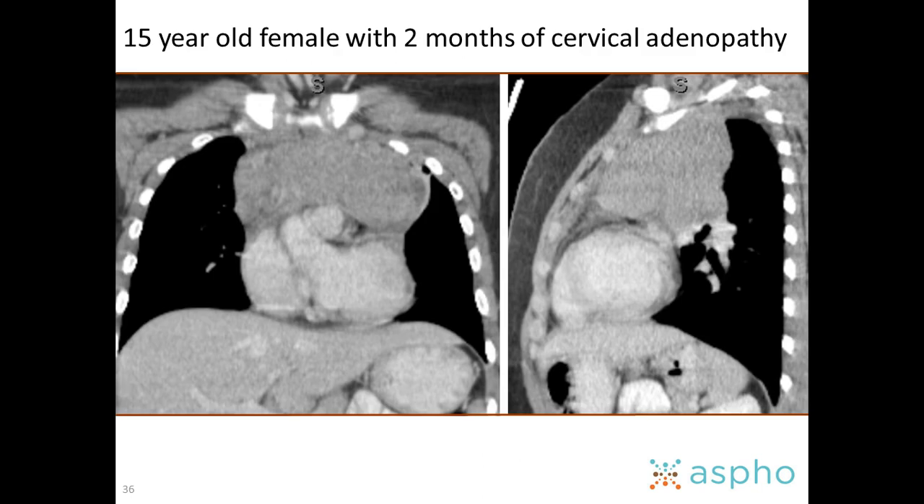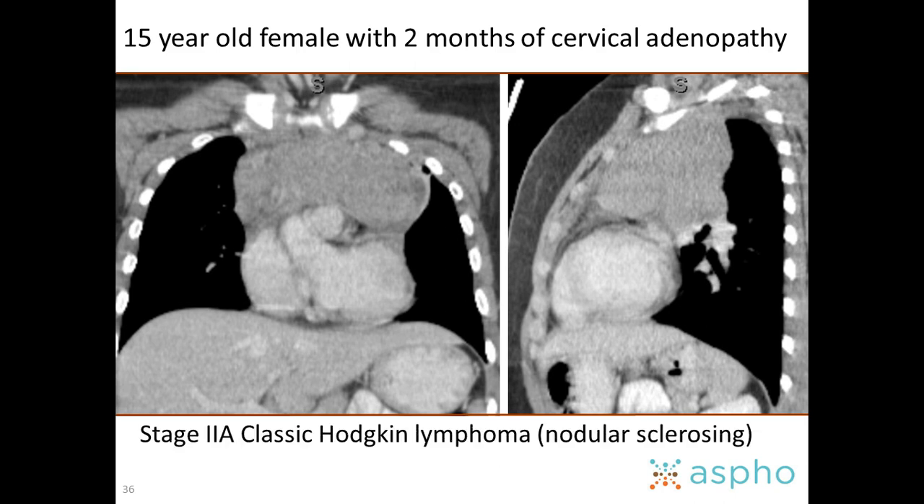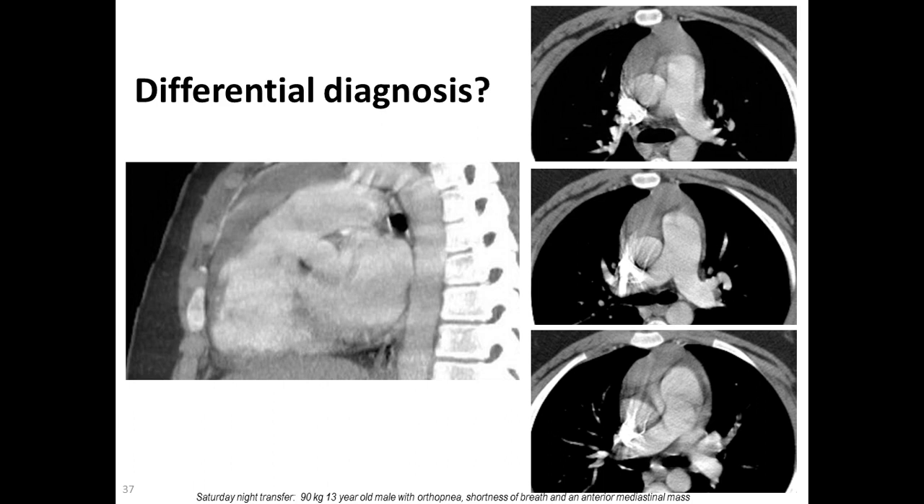A couple of pretty pictures so you can take a breather. 15-year-old female with 2 months of cervical adenopathy. This is stage 2A classic Hodgkin lymphoma, and she happened to have the nodular sclerosing phenotype. What's the differential for this?